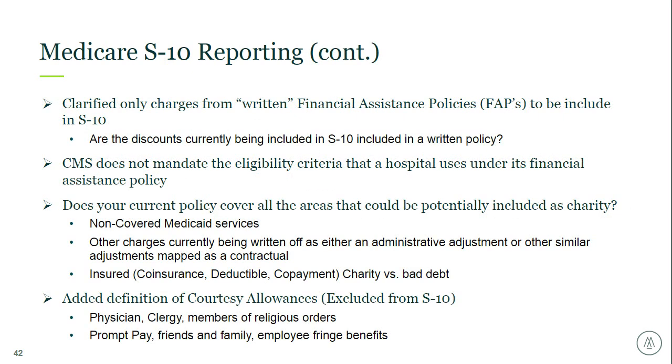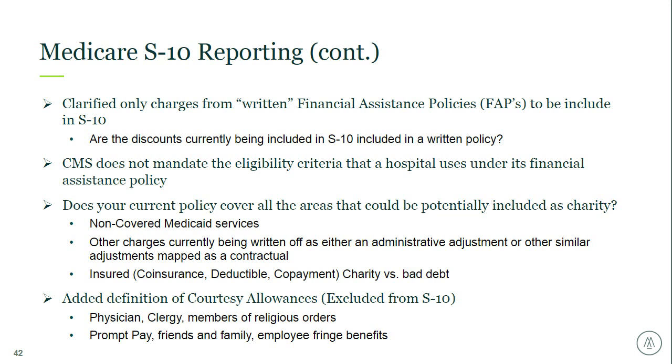So the first item they clarified is that only charges from a written financial assistance policy can be included in charity care. And I know we talked about this a little earlier in the audit section, the issues that can come up if they're not in the policy. They also clarified that CMS does not mandate the eligibility criteria, but the hospital policy sets the qualifications. There's been a lot of questions in the past on if there was going to be a nationwide policy for charity, but CMS is making this clear that that's not the case.